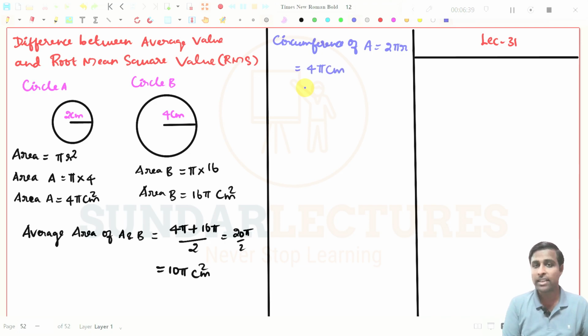This is actually centimeter, not centimeter square. Circumference will give you centimeter, right? So that is nothing but 4 pi centimeter.